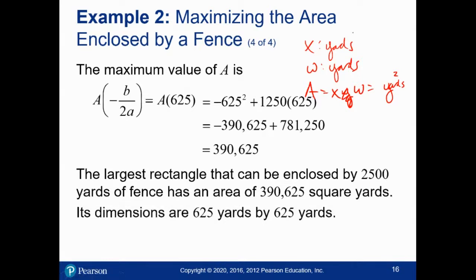Notice if x is 625, w was 1,250 minus x, which is also going to be exactly 625. So if I made x 625, I also made w 625. So this wasn't just a rectangle, it was a square. That's supposed to say square. My handwriting is terrible. So if you want to make a rectangle that encloses the biggest possible area, if there's no other restrictions going on, you make a square.